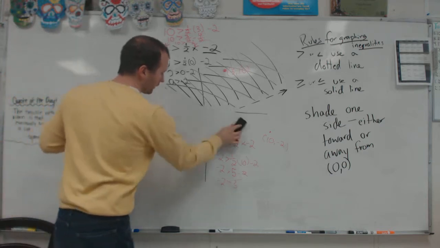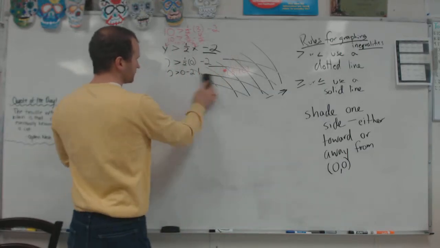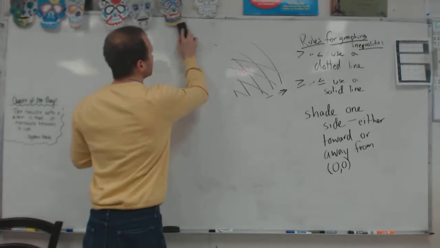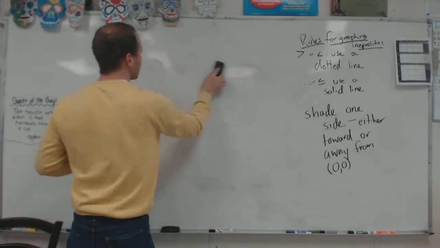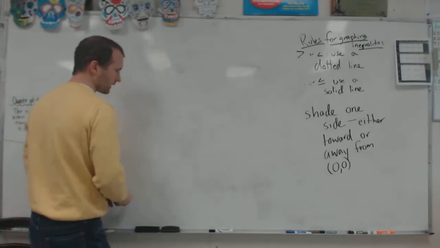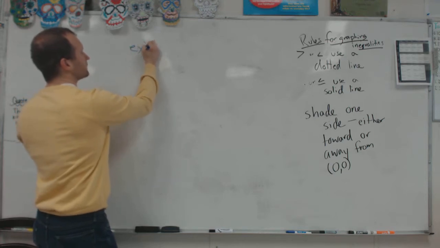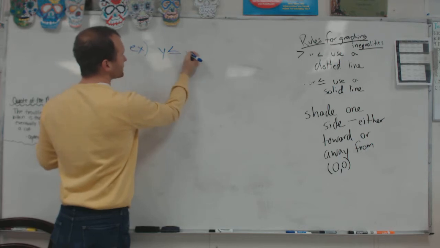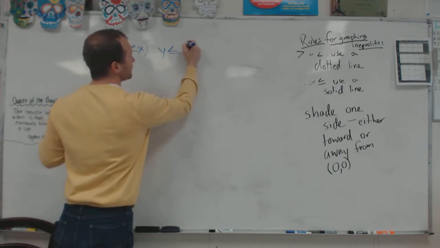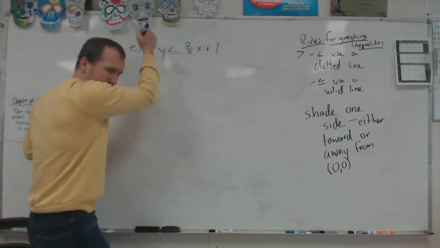Let's do 3 examples. And there is sort of an exception to this, but we're not going to go into that today, but I'm curious if you guys have seen it. So example 1. y is less than or equal to 2/3 x plus 1.